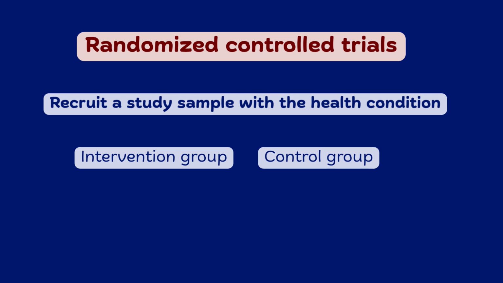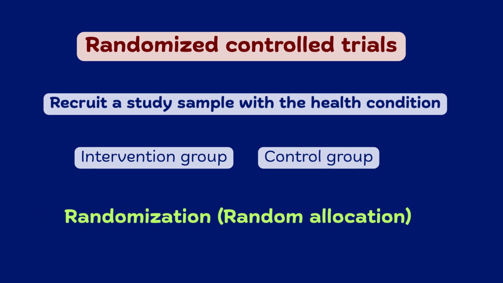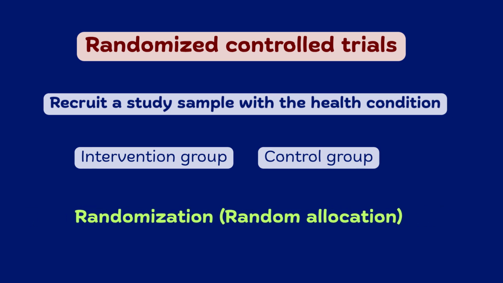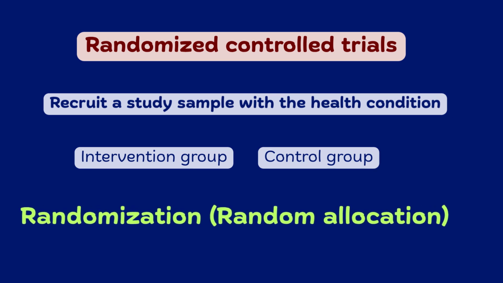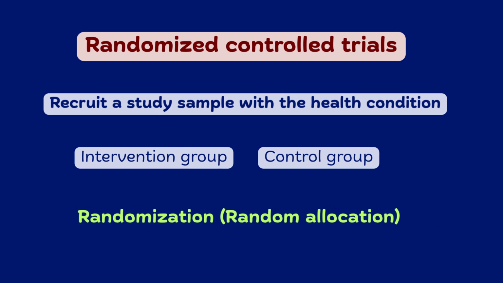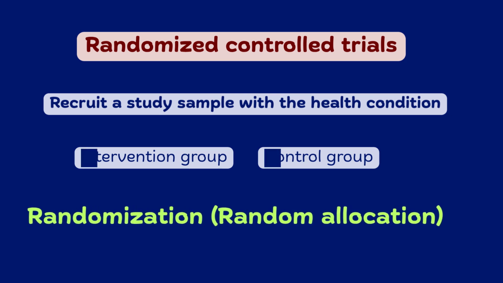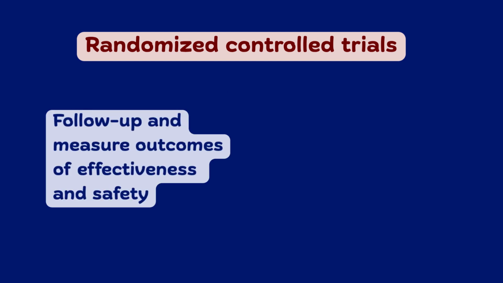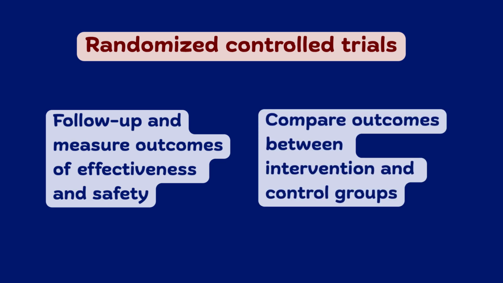The decision regarding which study participant should be allocated to the intervention versus control group is based on a procedure called randomization or random allocation. This is the key feature of this study design. Subsequently, the researchers follow up with the study participants over time to evaluate the improvement and side effects in both groups. By comparing these outcomes, the researchers can determine whether the intervention is more effective and safer than the control.